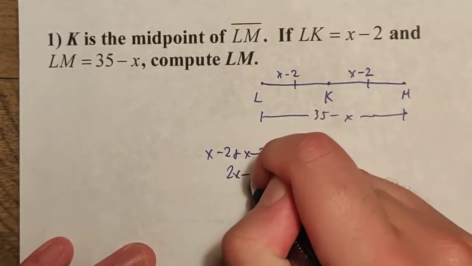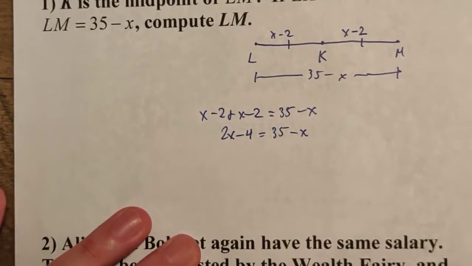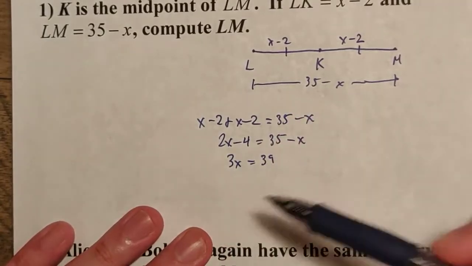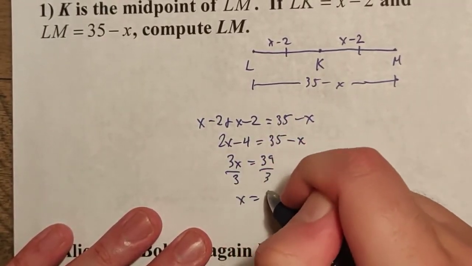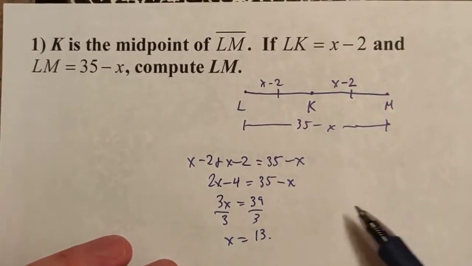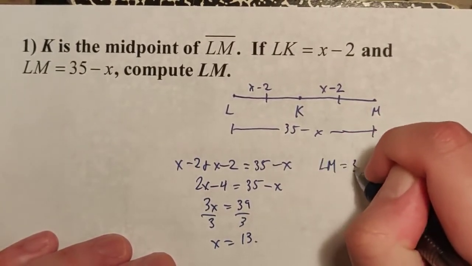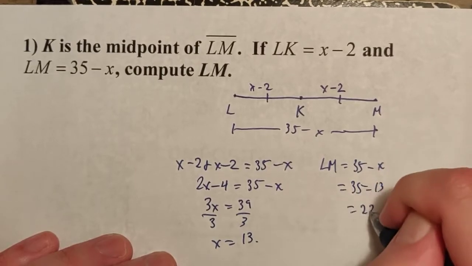So you get 2x minus 4 equals 35 minus x. It looks like we're going to get 3x equals 39. I can add x to both sides and add 4 to both sides. Now we can divide by 3. We get x is 13. Now, of course, we're not done yet. We have to finish the problem off. We note that in this situation, LM is just 35 minus x, which is 35 minus 13, or 22.